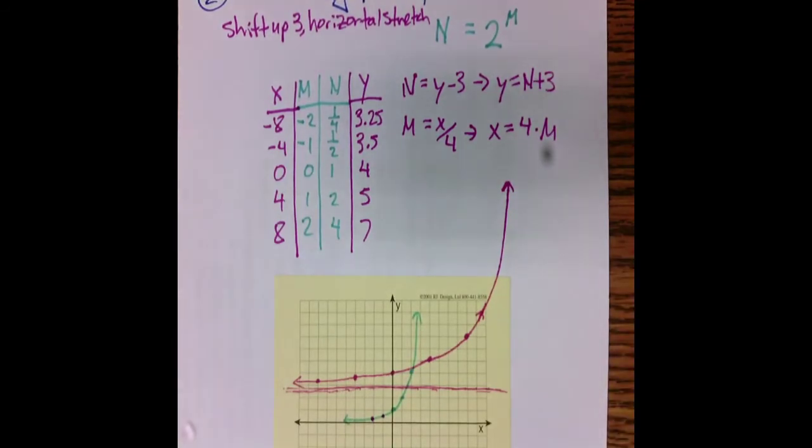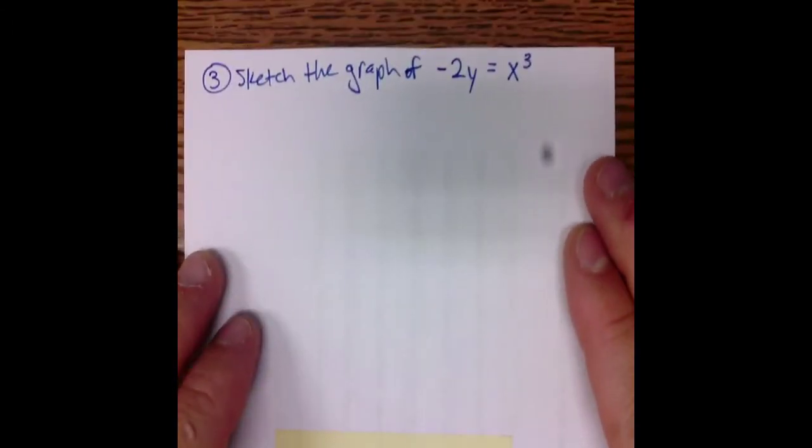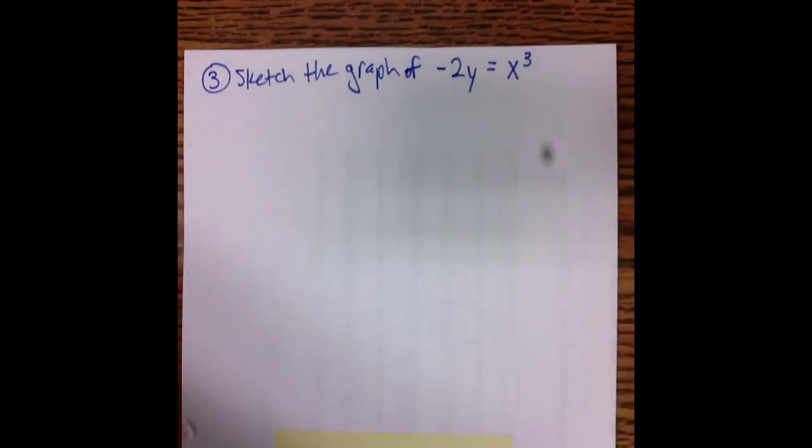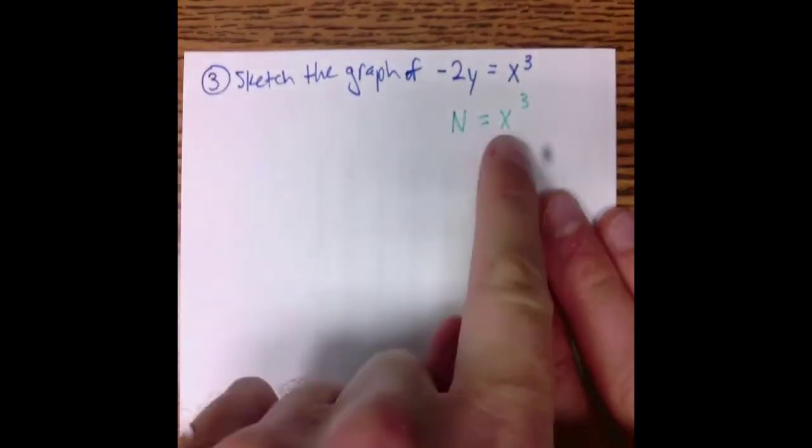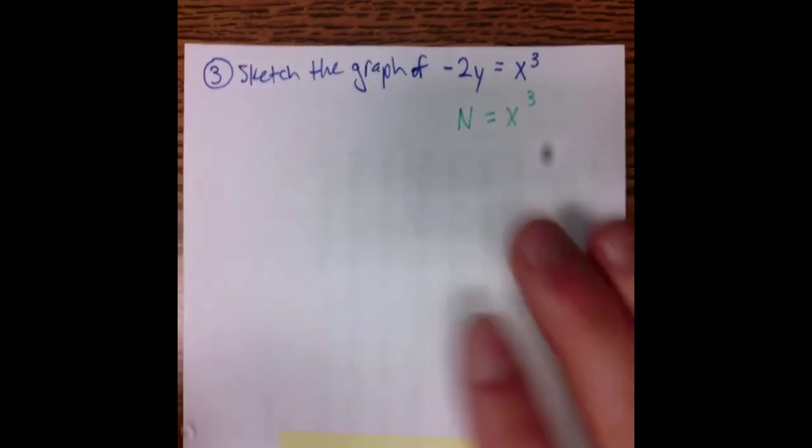So let's take a look at a couple more graphs and just get some more practice. One thing we haven't taken into consideration is the title of this lesson also said reflections. Let's take a look at a reflection. So our next example here says sketch the graph of negative 2y equals x cubed. And again, if we thought of this as n equals x cubed, then we see this is related to our basic graph of x cubed, right?